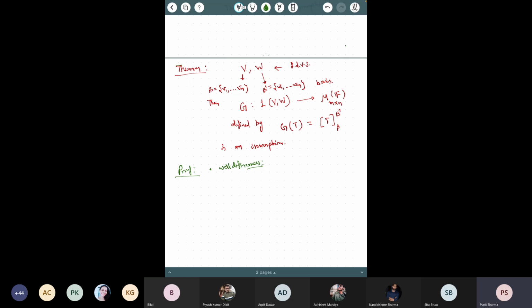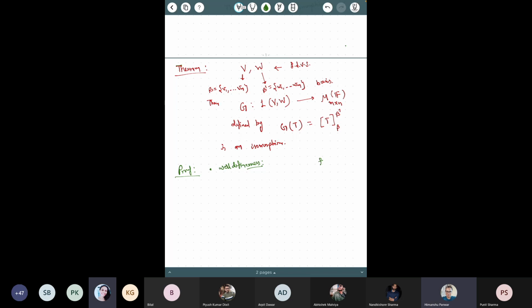So how to check that this map is well defined? Can you give me some idea? A mathematical way to check that. G is a function, right? So we have to show that this function is well defined, that it is actually a function. We don't know yet that this is a function, so we have to check that. Well-defined means that for any x, it should not have more than one image.